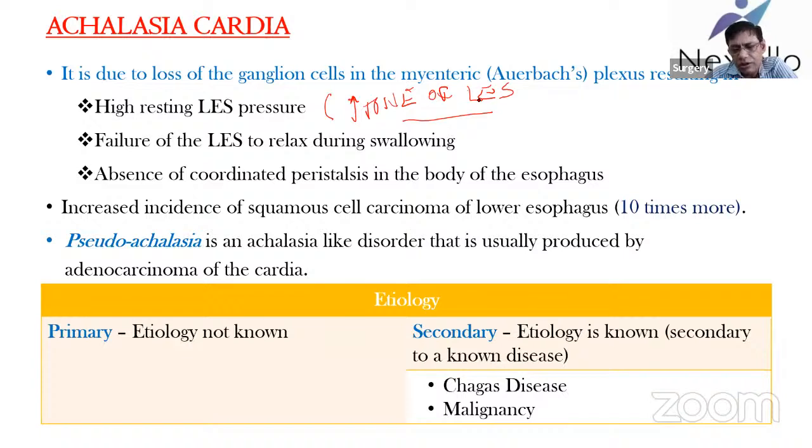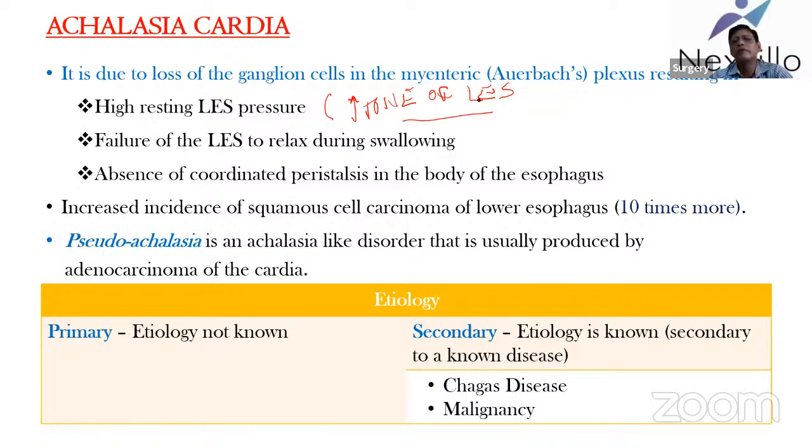For the questions, always remember that whenever achalasia is asked, and if they ask the etiology, then the answer should be that the etiology is not known. Secondary achalasia is a rare occurrence. Achalasia is mainly the primary variant, the etiology for which we do not know.